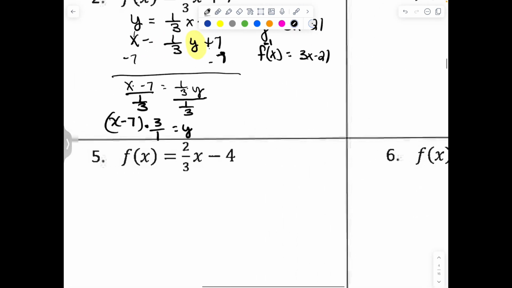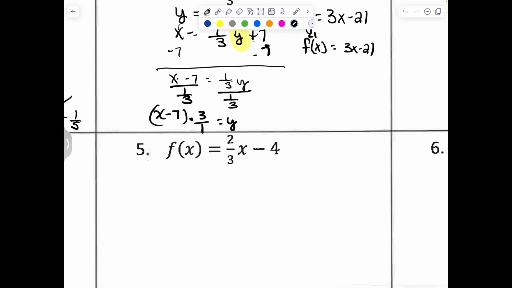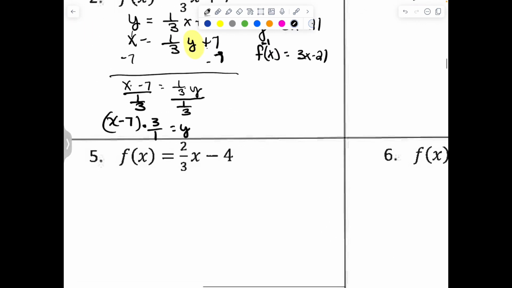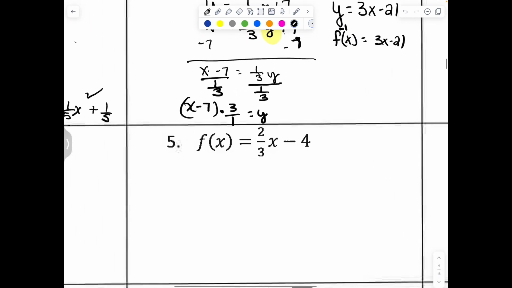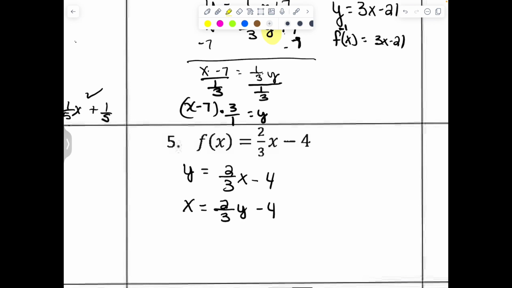Okay, let's come down here, and I'm going to do problems 5 and 6, and then I'm going to leave you alone to do 3 and 4. Okay, problem 5, we have y is equal to 2/3 x minus 4. Exchanging, we get x is equal to 2/3 y minus 4. We're trying to get y by itself. Okay, so how do I get rid of this 4? I add 4 to both sides.